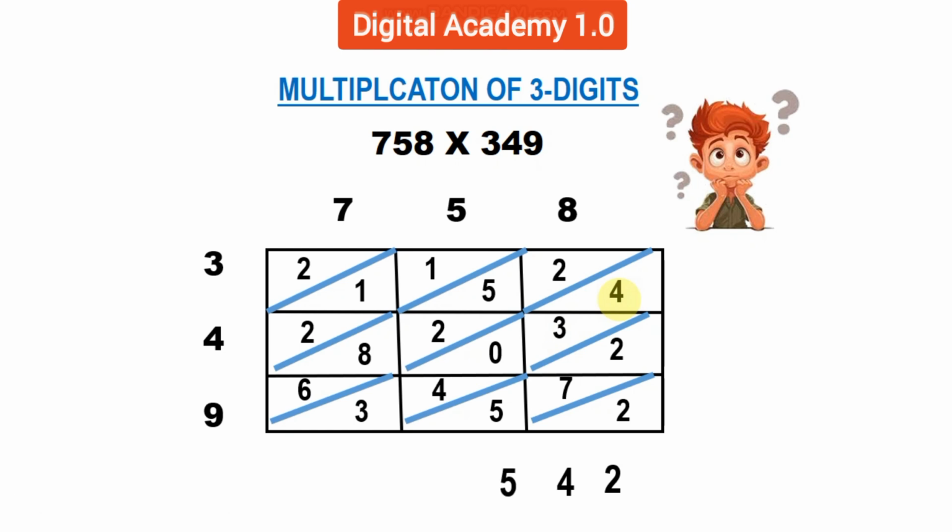6 plus 8 plus 2 plus 5 plus 2 and 1 previous carry equals 24. Keep 4 and 1 carry again. 2 plus 1 and 1 carry equals 6. Keep 6. At the last, 2 remains the same. We get 264,542. This is the final answer.